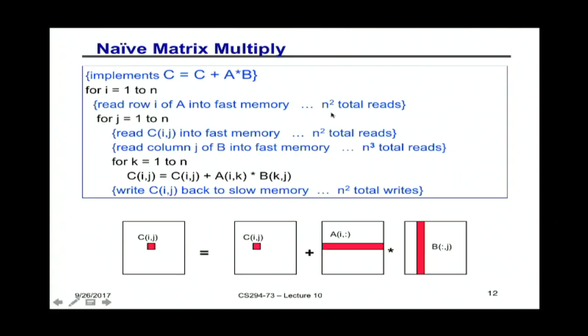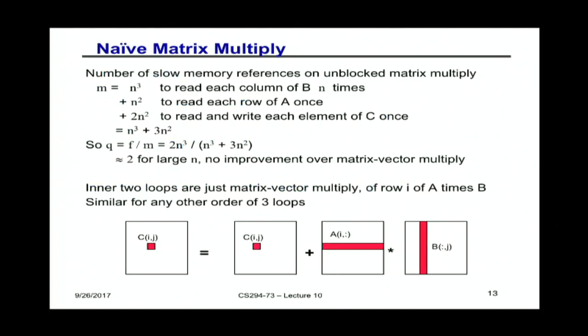So the count is here. n squared total reads for row I of A, and n squared total reads for Cij. Then n cubed total reads. Remember, this is n cubed for the reads of B. That's really the killer here. And then the write is n squared. The killer is that it's reading B many times, n cubed, even though B has only n squared entries. Of course, suppose your cache memory is large enough to hold all 3 matrices, then it reads only once. But that's not usually the case.